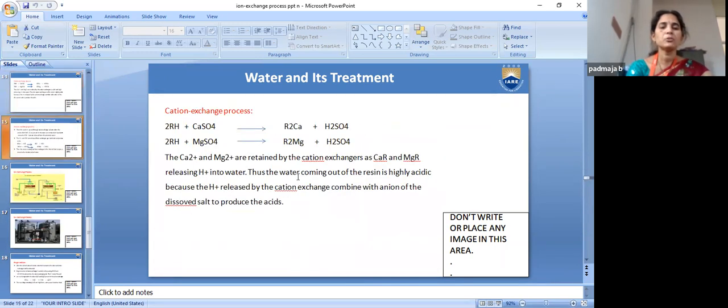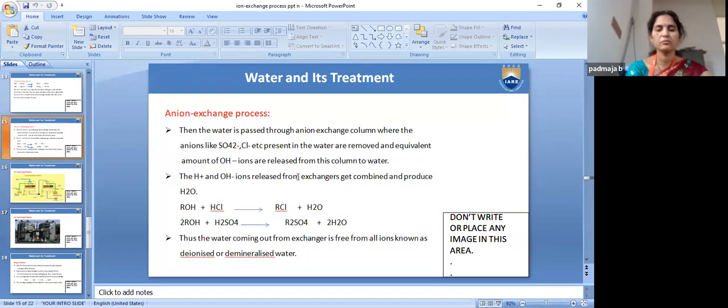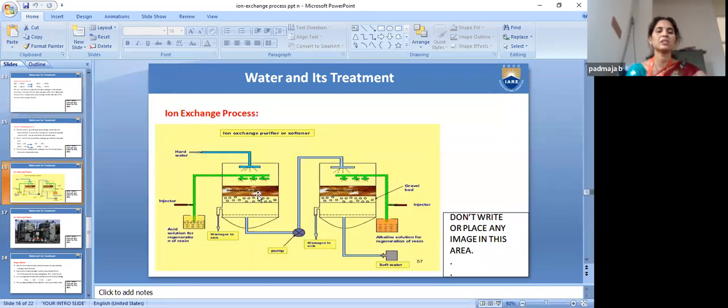Now, after about 8 to 10 hours, the cation exchanger bed is completely covered with the calcium and magnesium salt, and the anion exchanger bed is completely covered with sulfates, chlorides, or nitrates. So we cannot do the process properly here. We cannot go for purification of the water properly. So we have to go for regeneration.